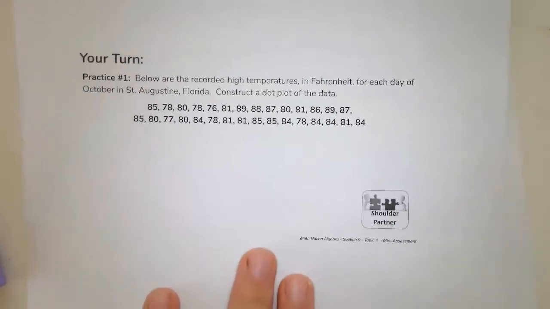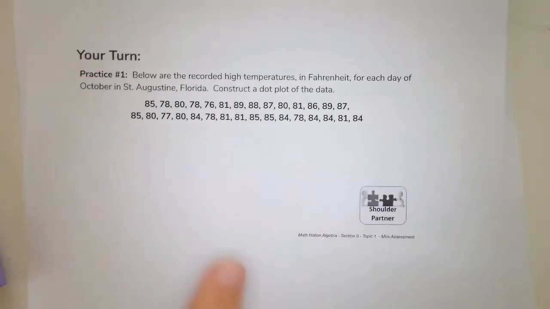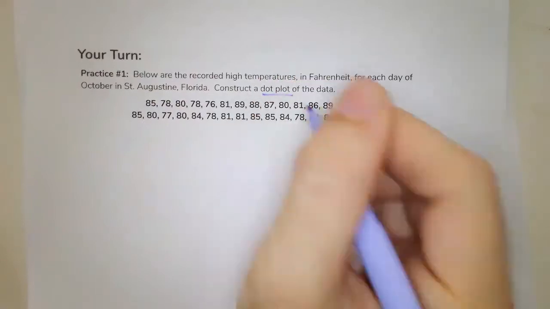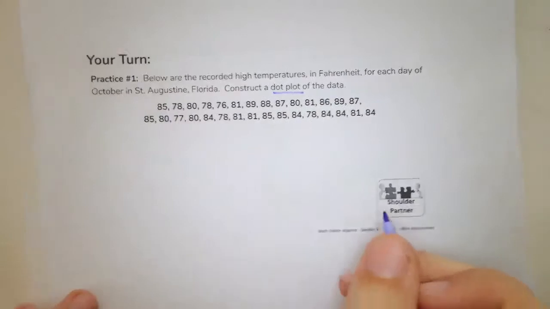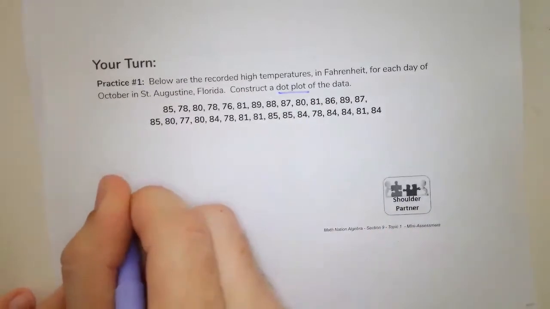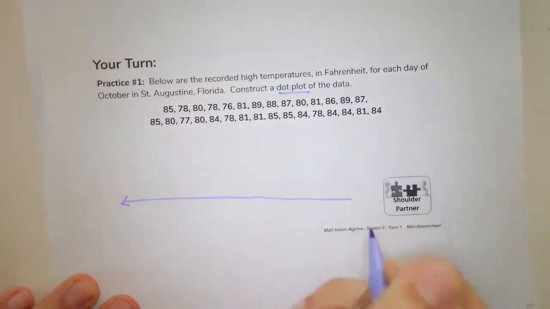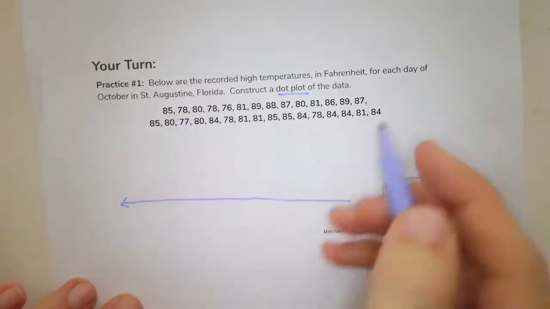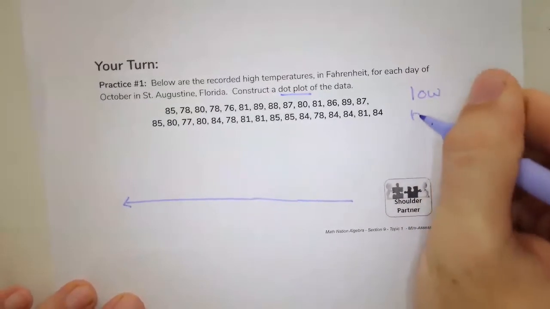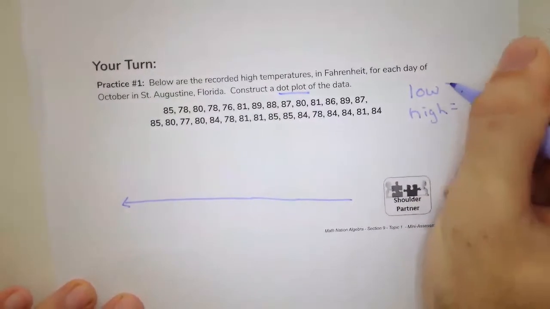All right. So this one says, practice. Below are recorded high temperatures in Fahrenheit for each day of October in St. Augustine. Construct a dot plot. So it wants a dot plot. So we know that a dot plot is going to have a number line on the bottom. And we're going to take a look and say, what's our low and what's our high?